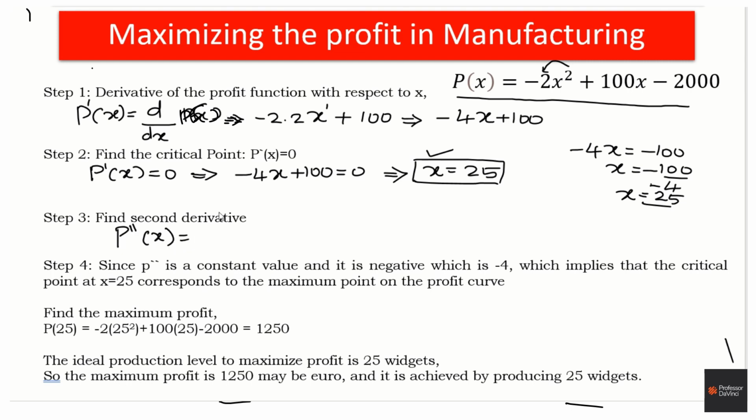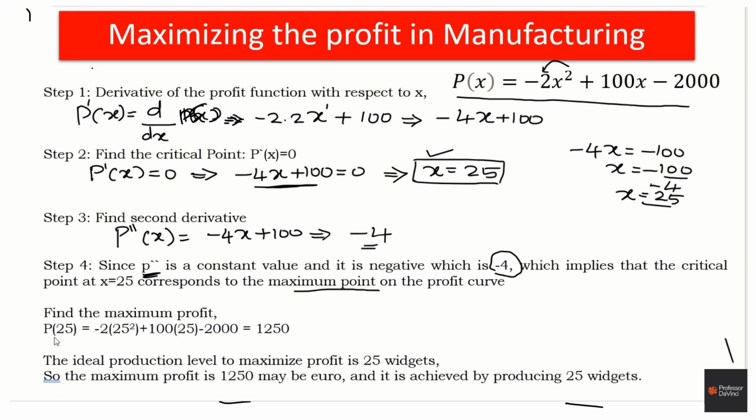So we need to find the derivative of this one, the second derivative. Minus 4x plus 100 yields a second derivative of minus 4. Since the second derivative of p of x equals minus 4, a constant negative value, the critical point at x equals 25 corresponds to maximum profit. So at x equals 25, we get the maximum profit on the curve.